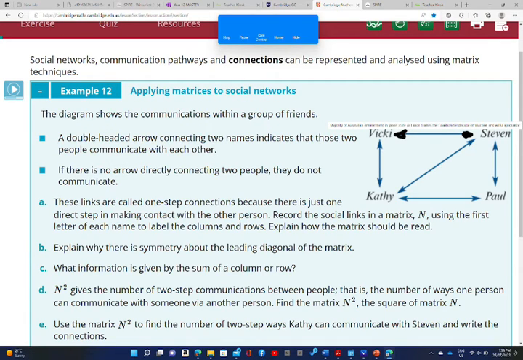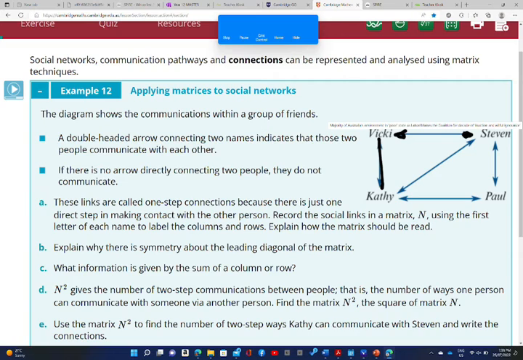That double-headed arrow indicates that the communication goes both ways, and that's one of the reasons why these will always be symmetrical. Okay. If there is no arrow directly connecting people, then they have no connection. For example, Vicky and Paul clearly don't know each other in this particular diagram. Okay. And they're called one-step connections because there's just one direct link from person to person. Okay? So we're going from Vicky to Kathy straight away, one to the other.